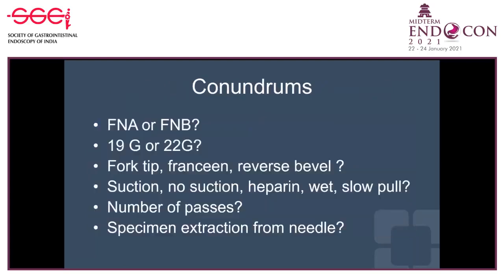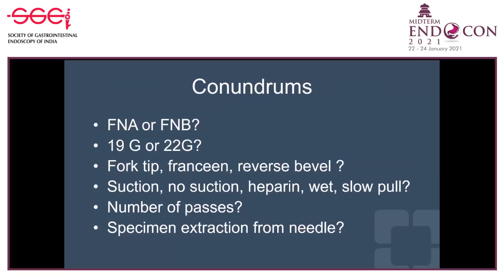Now with this background information about the society guidelines, let's talk about the conundrums that all of us face while performing liver biopsy. Should we do FNA or FNB, which translate into using an FNA type of needle or an FNB type of needle? Is 22 gauge enough, or should we go 19 gauge? And again, FNA versus FNB. If we are using FNB, should we go fork tip, should we go Franseen, or reverse bevel, which translate into SharkCore or Acquire or Procore?